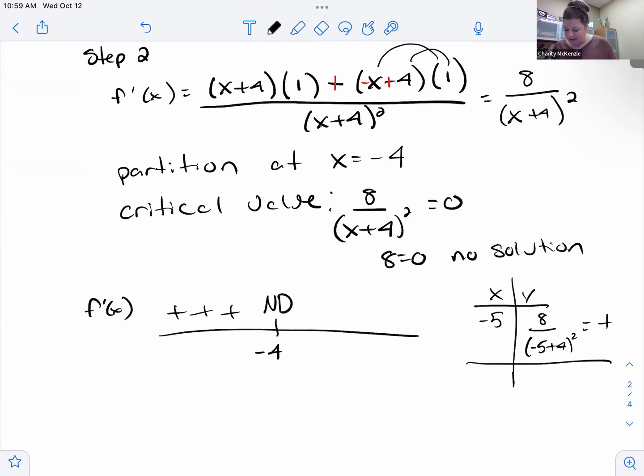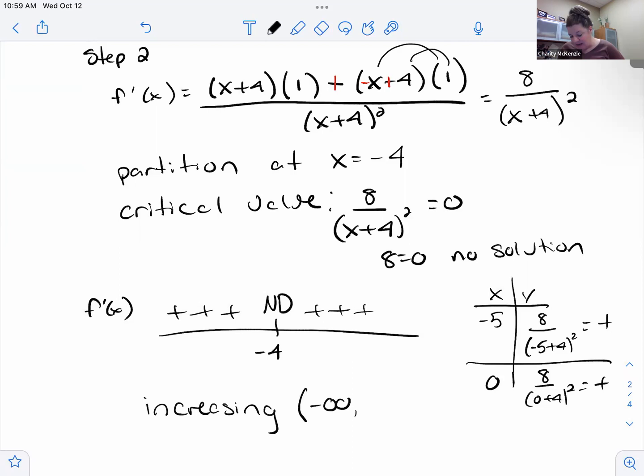Now we need to put something above, maybe 0, because that's above -4. So 8 over (0 plus 4) squared is still a positive. So this function is always increasing. But can I include -4? No. So you can't just say increasing from -infinity to infinity. You're going to say increasing from -infinity to -4, and then again from -4 to infinity.